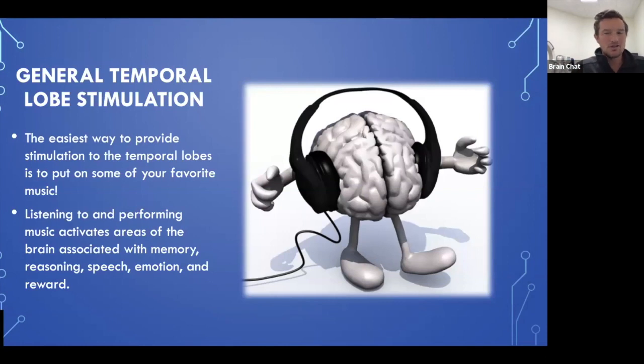Again, general rule, but the temporal lobes are responsible for receiving auditory stimulation. So you can put on some music, you can put on different sounds, beats, frequencies into one ear or the other to try to activate one or both sides of the brain. So you can listen to and perform musical activities of the brain associated areas that are responsible for memory, reasoning, speech, motion, and reward. There's so many other ways to activate the temporal lobe, which we go over in our Brain Rehab Basics course, but that's the simplest way.